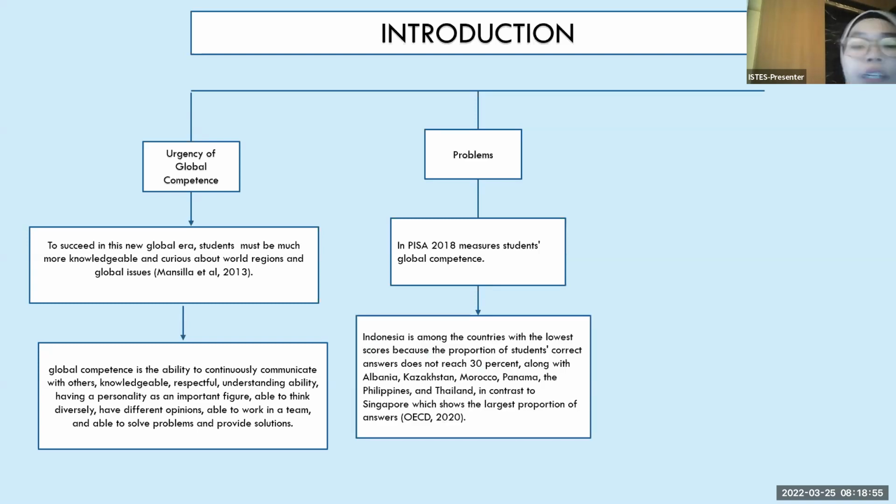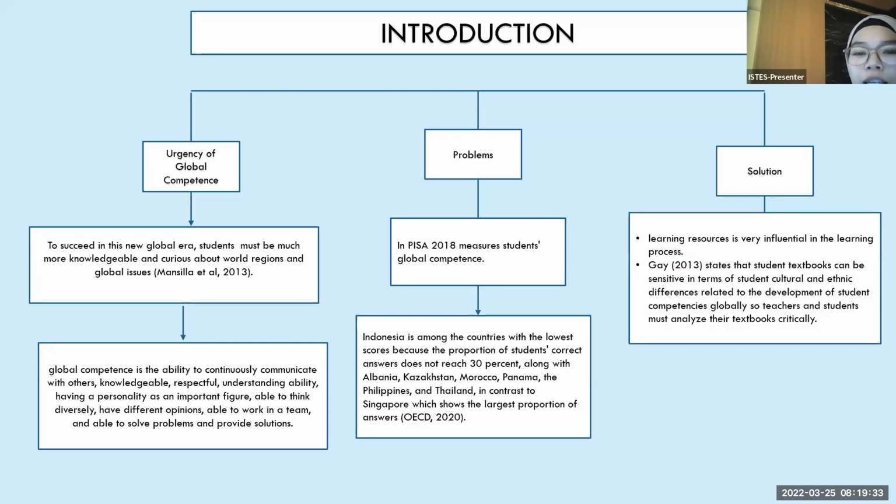So what's the problem? In Indonesia, Indonesia is among the countries with the lowest scores because the proportion of students' correct answers doesn't reach 30%, along with Albania, Kazakhstan, Morocco, Panama, Philippines, and Thailand. In contrast to Singapore, which saw the largest proportion of correct answers. So Indonesia is still in the low category based on the result of PISA 2018.